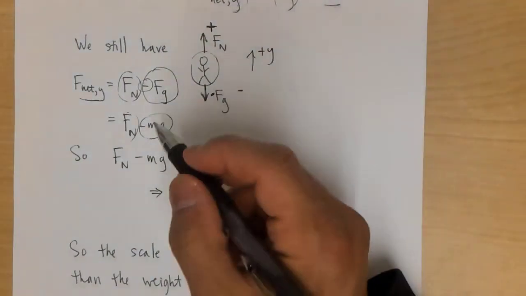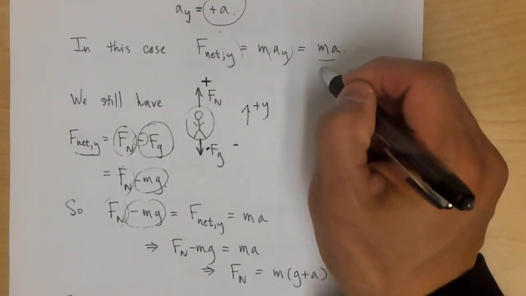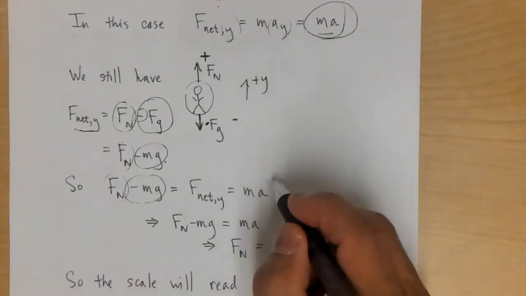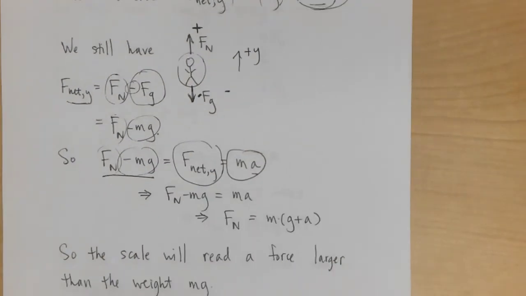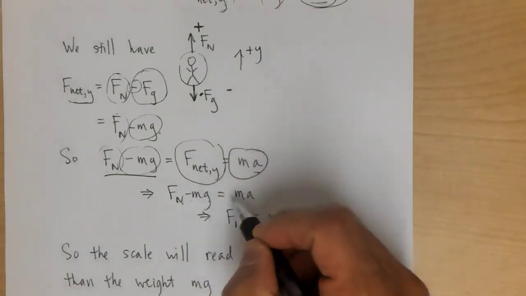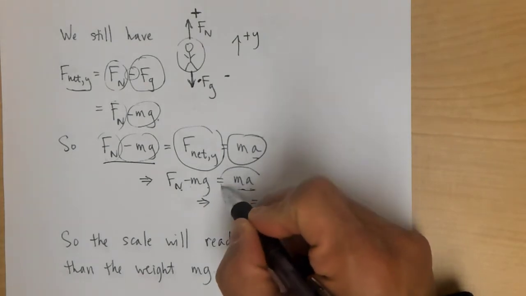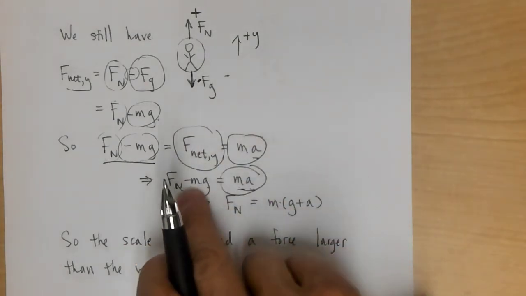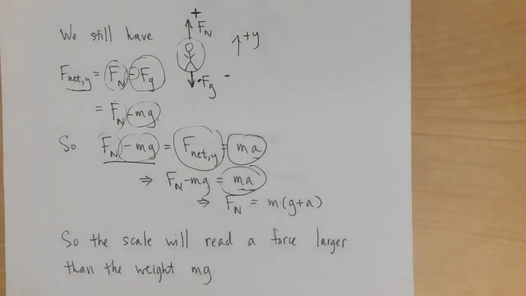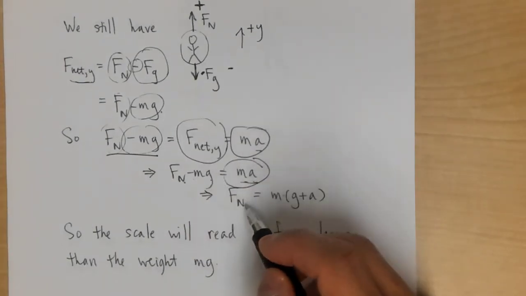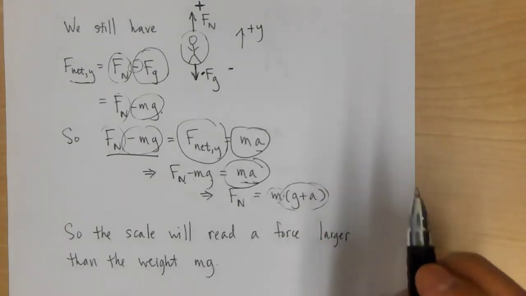Now we said that the net force is Fn minus mg, but we also know from Newton's second law that it's equal to the mass times acceleration. So we can put this together: Fn minus mg must equal ma. Remember, when we did the case with no acceleration, there was nothing on this side, and we just said Fn must be equal to mg. But now we have an acceleration on the right-hand side, and so when we solve for Fn, we get mg plus ma, or if you want, m times (g plus a).